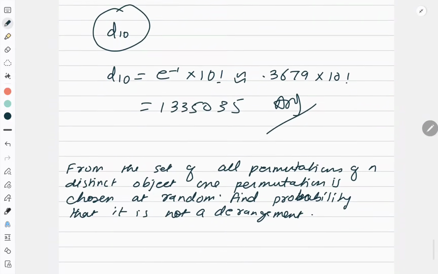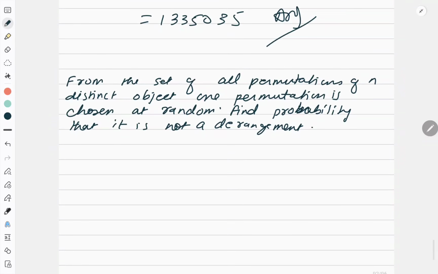Correct? Now let us see one more question. From the set of all permutations of n distinct objects, now permutation comes. Okay. All n distinct objects, so n objects, how many permutations? N factorial. One permutation is chosen at random. Find the probability. Now, the moment I used the word probability, you should remember favorable upon sample space. Find the probability that it is not a derangement.